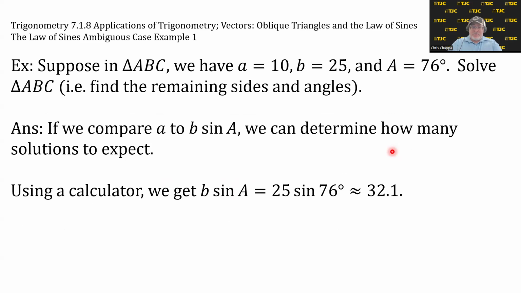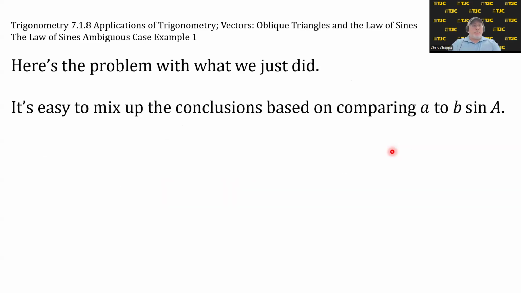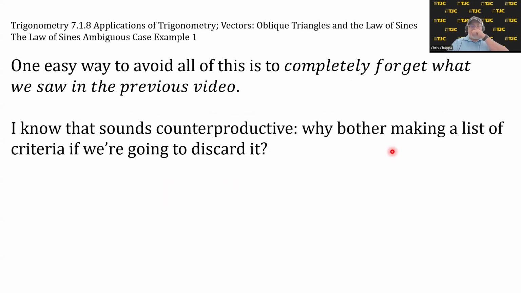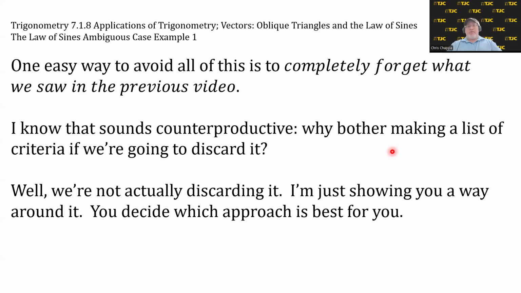So why do we do the previous video? For theoretical completion purposes. So one easy way to avoid all of this is to completely forget what we saw in the previous video. It hurts me to say that because I'm a theoretical mathematician, but I understand that when it's time to go to battle with the trig problem, sometimes you just jump in and see what happens. I know this sounds counterproductive. Why bother making a list if we're going to discard it? Well, we're not actually discarding it. I'm just showing you a way around it, and you decide which approach is best for you.